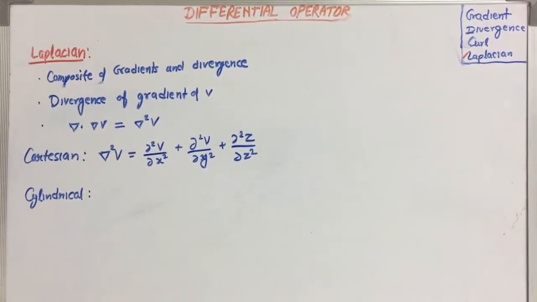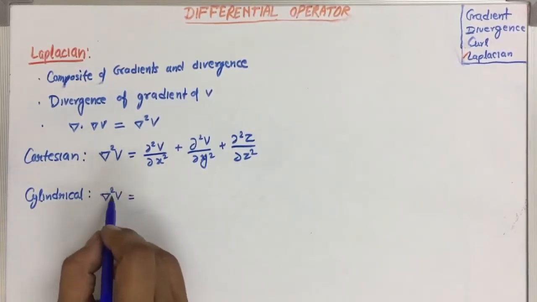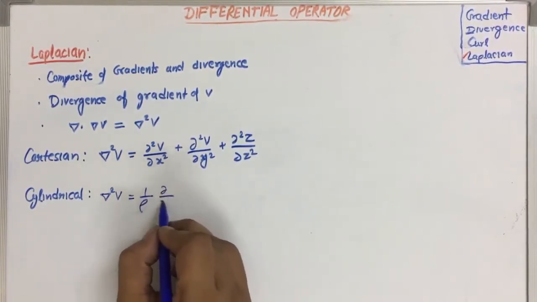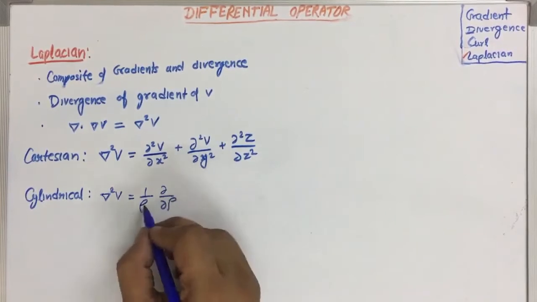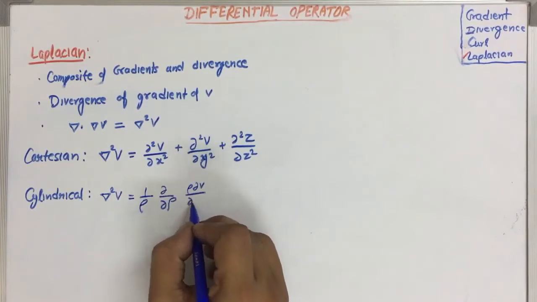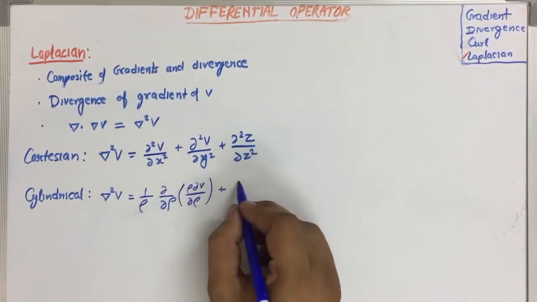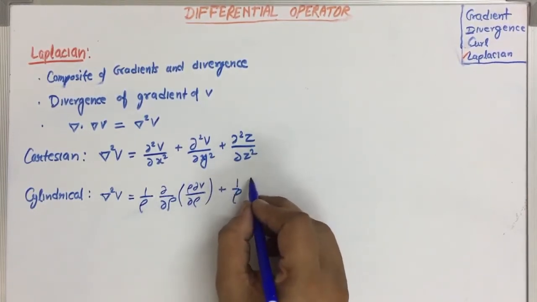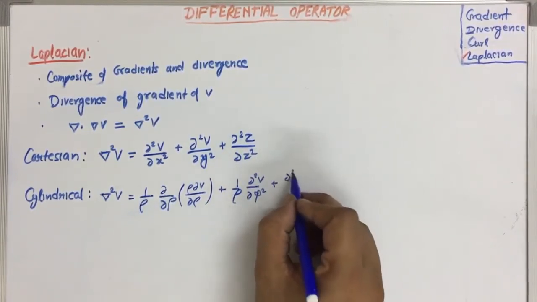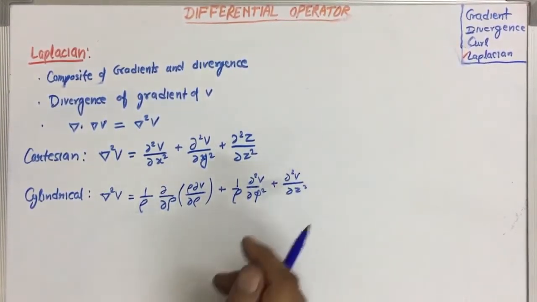And in the case of cylindrical coordinates, the Laplacian of a scalar field is, I am just writing the formula, 1 by rho, del over del rho of rho times del V over del rho, plus 1 by rho square del square V over del phi square plus del square V over del z square. This is a partial derivative, so I am just pronouncing it as del.